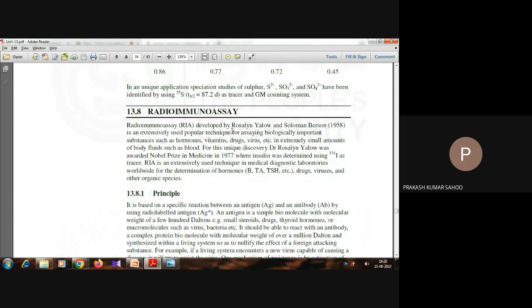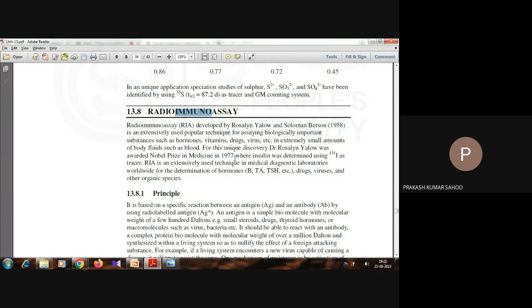Radioimmunoassay. Assay means chemical analysis. The immuno means the immune system of the human body. That means when tumor cells or cancerous cells are detected in the human body, then chemotherapy is done.